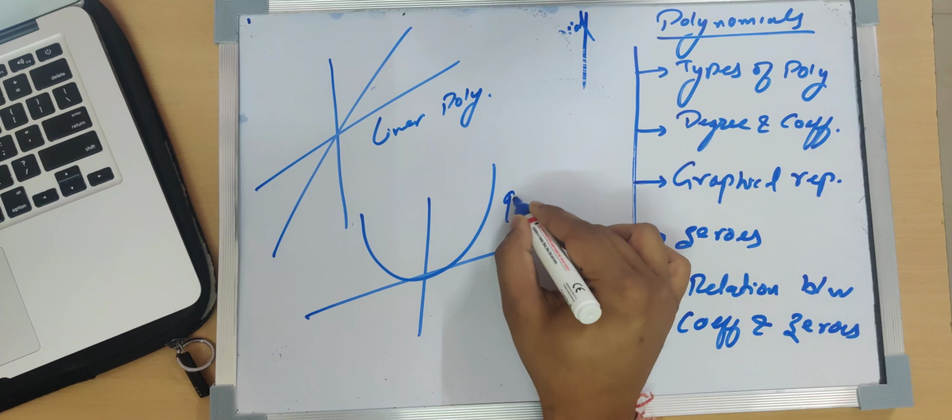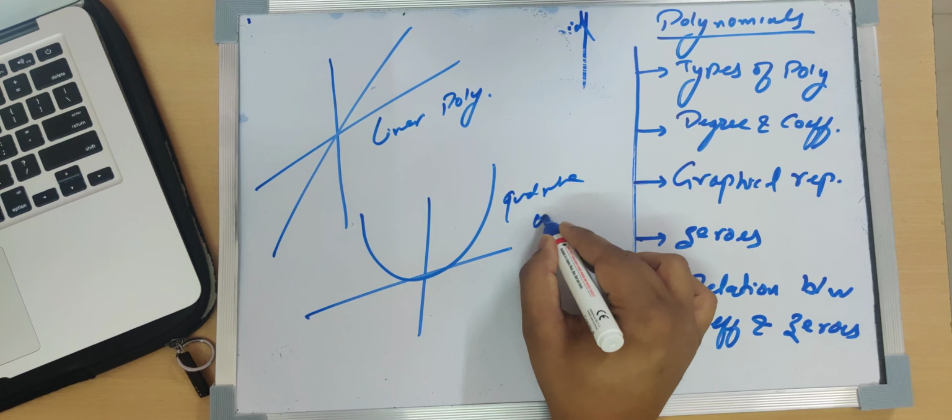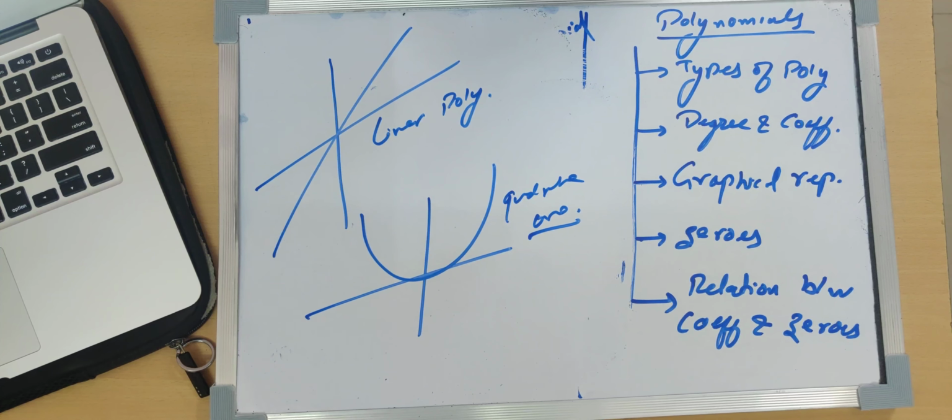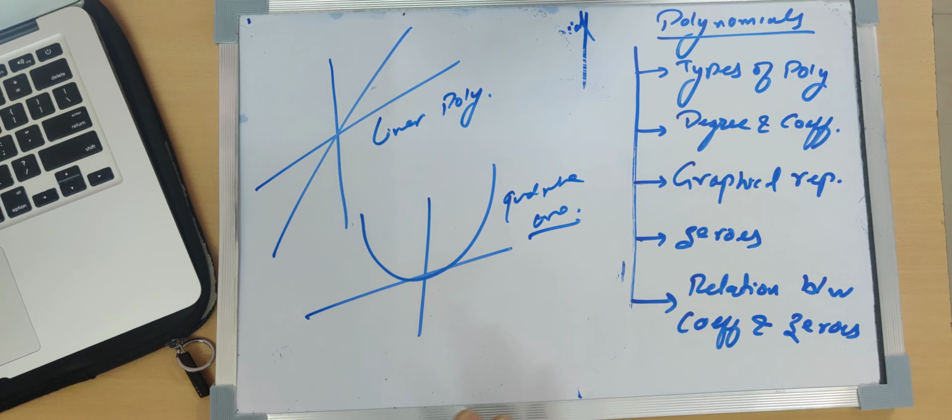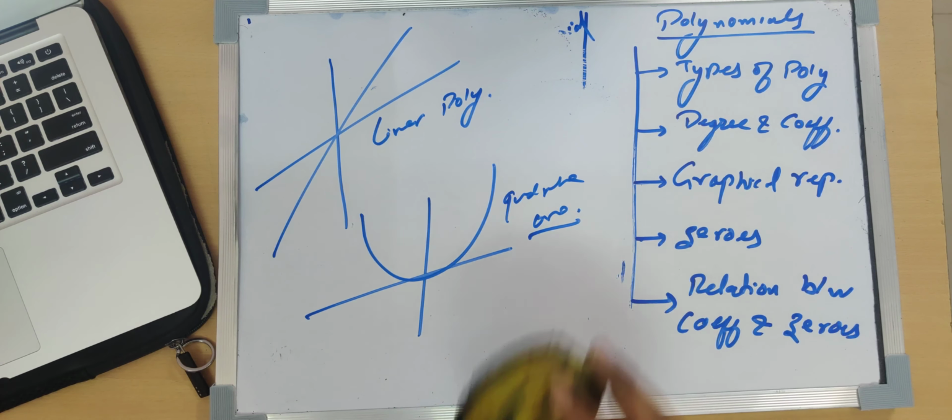This is for the quadratic one, right? And these are the two most important graphical ones, and the rest of them are not actually very important, so we will skip them. So the linear polynomial always contains a straight line graph, and the quadratic one will always contain a parabola kind of a graph, right?